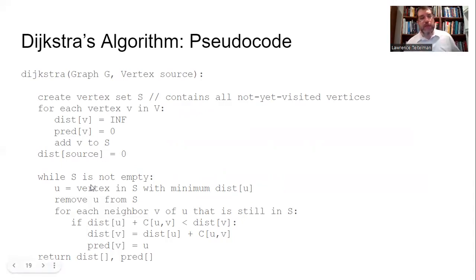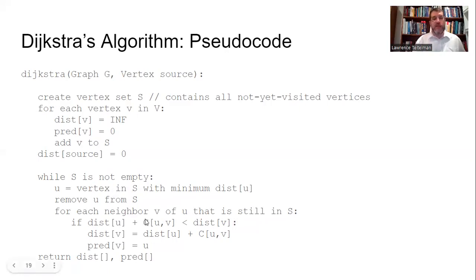We go through the vertices one by one, and we take the vertex, the other vertex that is closest to this one, right? We take the vertex in the set S with minimum distance. This line here is the greedy strategy. I repeat, this line here is a greedy strategy. It says, look at all the distances, take the one that is smallest. That's the greedy strategy. So we take it out of the set S and we look at its neighbors.